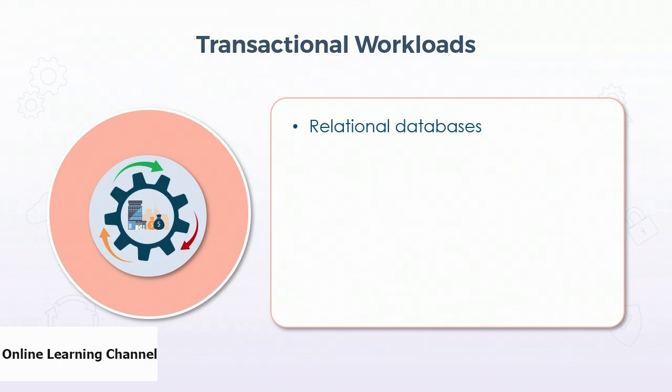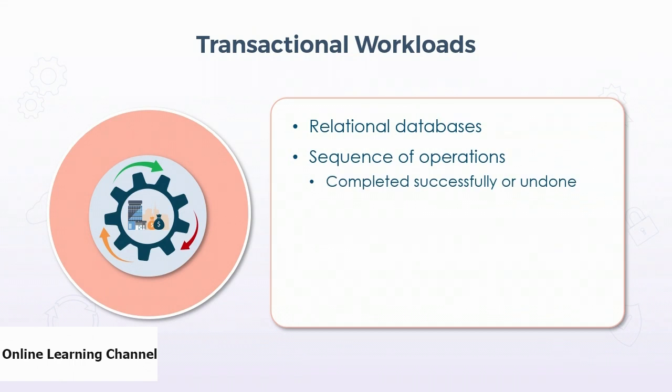Relational databases are good at transactional workloads. For example, in SQL Server, you can wrap queries in a transaction, which guarantees that they're executed as a sequence of operations that are either completed successfully as a single unit or undone as a single unit in the instance of a failure. Transactions are started at a defined starting point. Queries can be assigned to the transaction, and they're executed as a single unit once the transaction is closed.